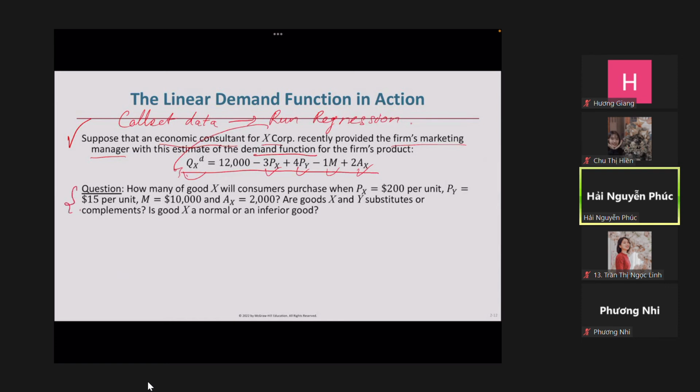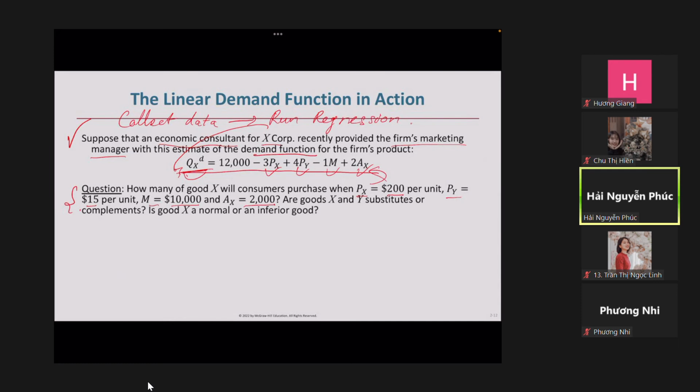Now they ask you the following question. How many good X will consumers purchase when PX equals 200, PY equals 15, M equals 1000, and advertising AX equals 2000? Pretty simple. You can simply plug in this information and easily compute QXD, right? So the first part of this question is going to be quite easy.